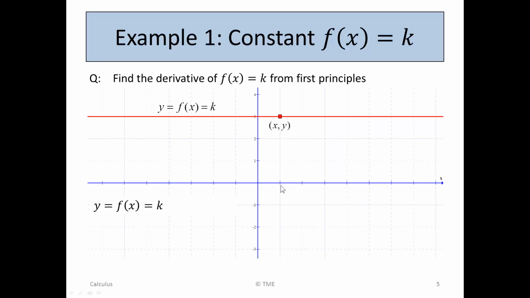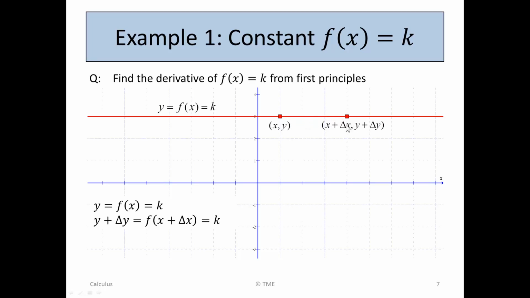So our point (x, y) satisfies this function. If we put in the value of x, we find that the y value is on the line y equals k. If we take a different value, x plus delta x, we get f(x plus delta x) is y plus delta y, and that too is equal to k. So another point, (x plus delta x, y plus delta y), is also on this line.